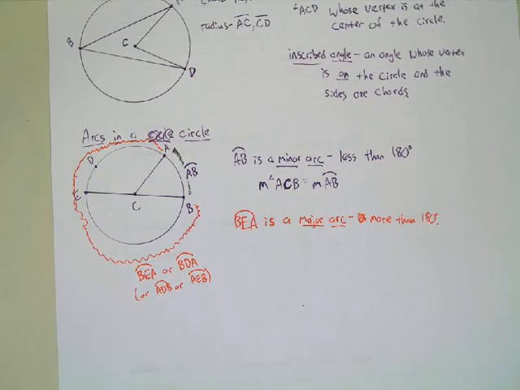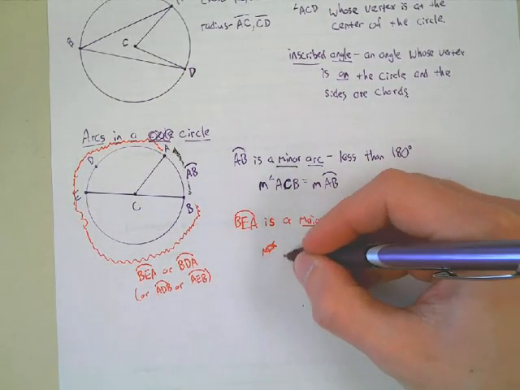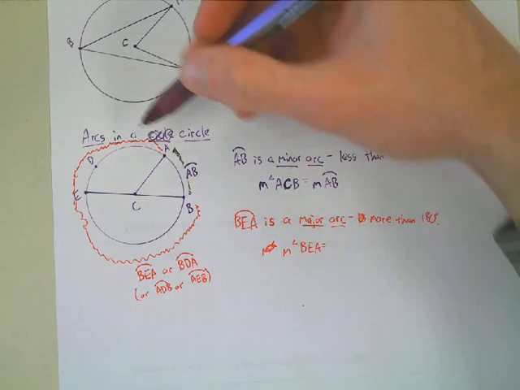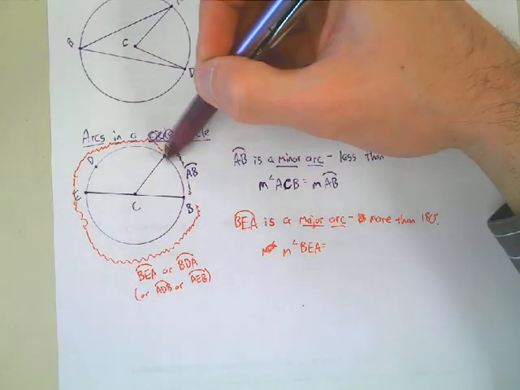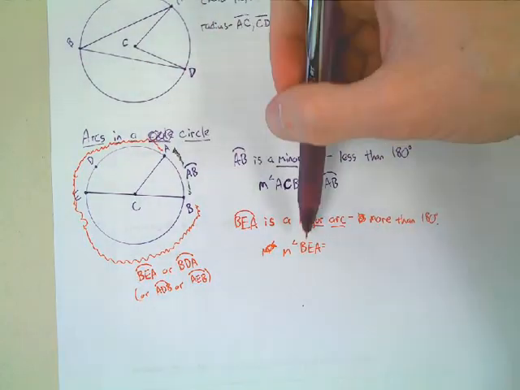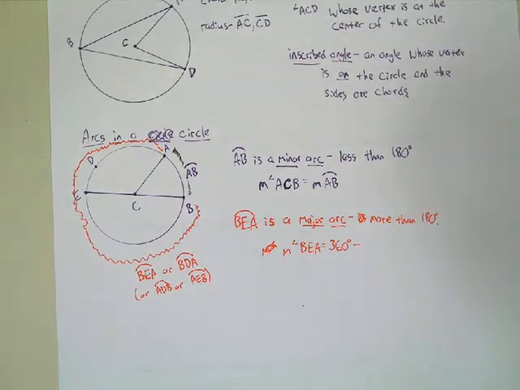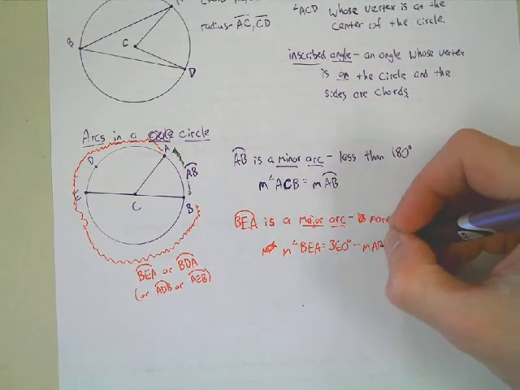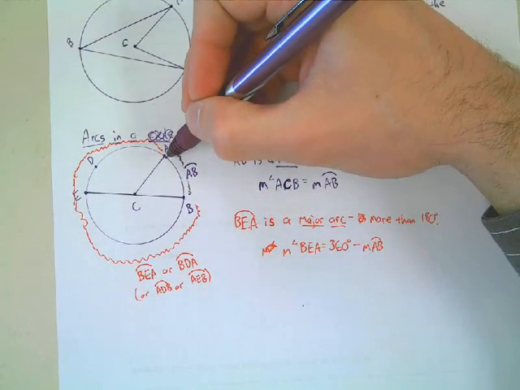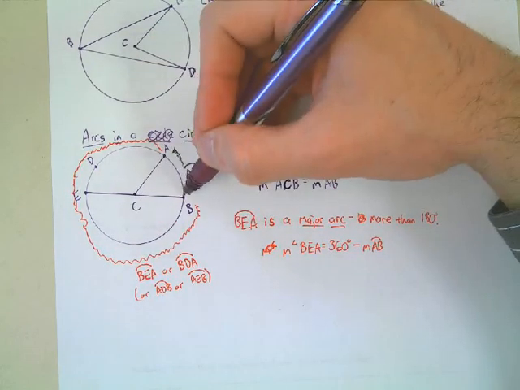Okay, the measure of arc BEA, ready for this? If we want to find the measure of arc BEA, well, we could add up all the pieces, right? So you could add up the measure of this arc plus this arc plus this arc. But it's also equal to 360 degrees minus AB. If BEA goes this way around the circle, then you can just do 360, the full circle, take away that part AB, and you're left with what this piece has got to be. Okay?